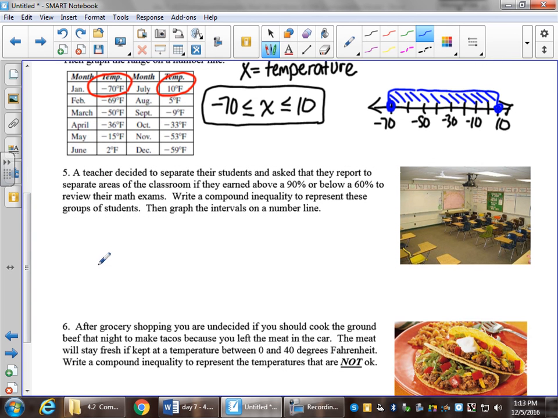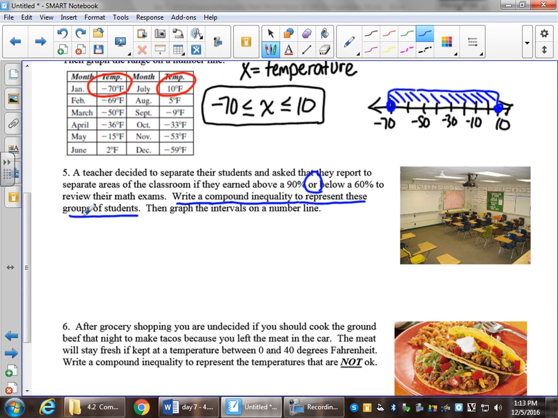Number 5 says, the teacher decided to separate their students and asked that they report to separate areas of the classroom if they earned above a 90 or below a 60 to review their math exams. I'm going to circle that word or because I want that to stand out to you. Write a compound inequality to represent these groups of students. Let's underline the question. Then graph the intervals on a number line.